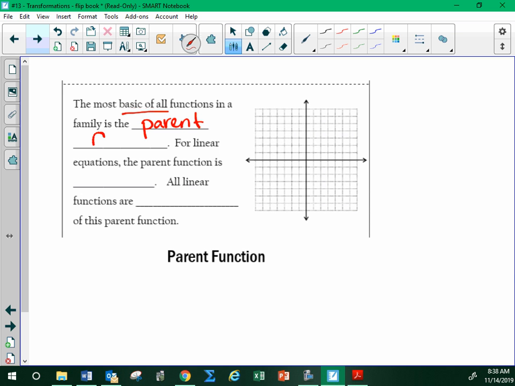All right. So the most basic of all functions in the family is the parent function. For linear equations, parent function is y equals x. So this is like our most basic beginning parent function. All linear functions are transformations of this parent function. So once we start moving it all around, it's called a transformation. It's moving it somewhere, it's transforming it somewhere. So again, linear equations, let's talk about y equals mx plus b. My parent function, that's my starting point. My original function is y equals x.